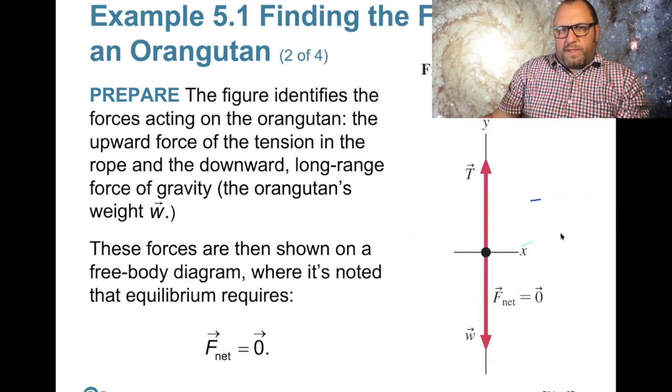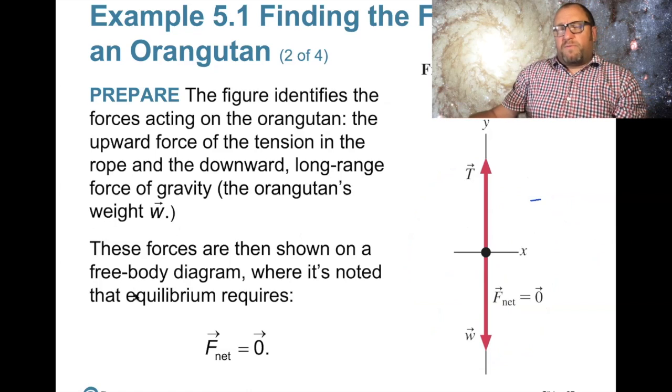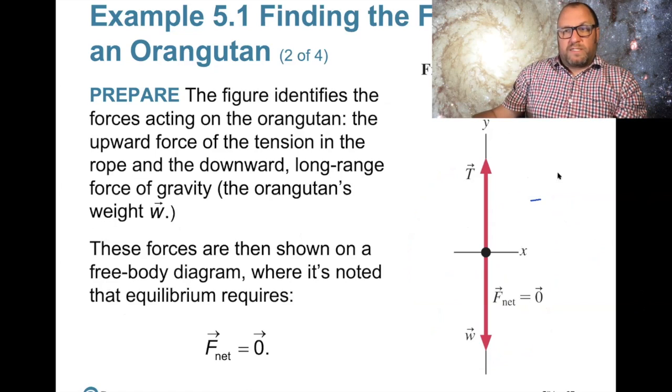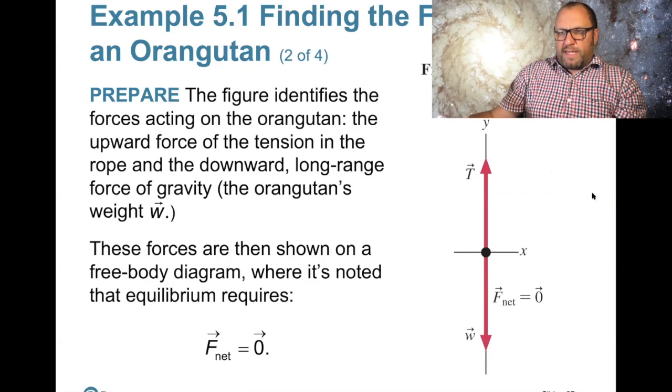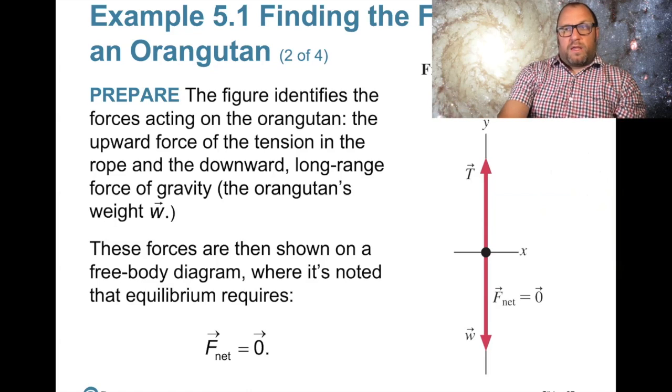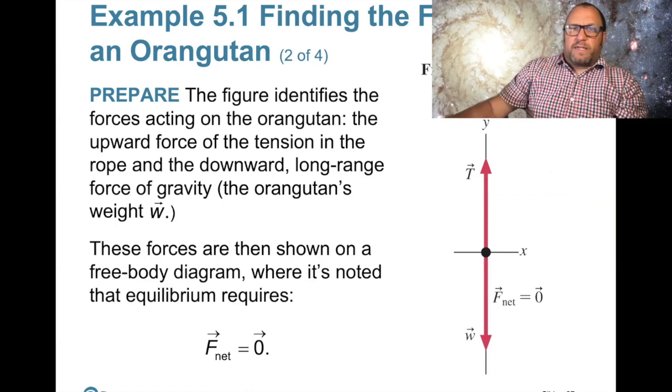All right, here we go. Prepare. The figure identifies the forces acting on the orangutan, the upward force of the tension in the rope, and the downward, long-range force of gravity, the orangutan's weight, W, which is m times g, that's weight, we know that. These forces are then shown in a free body diagram where it's noted that equilibrium requires F net equals 0, the 0 vector.